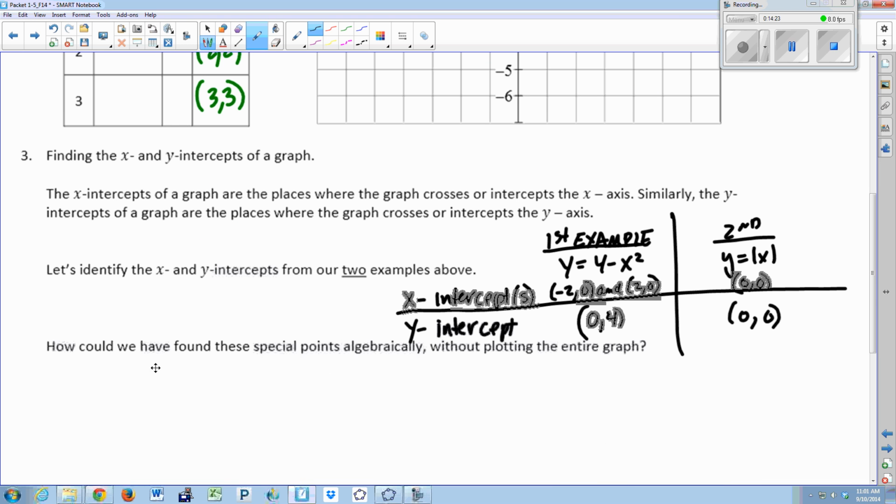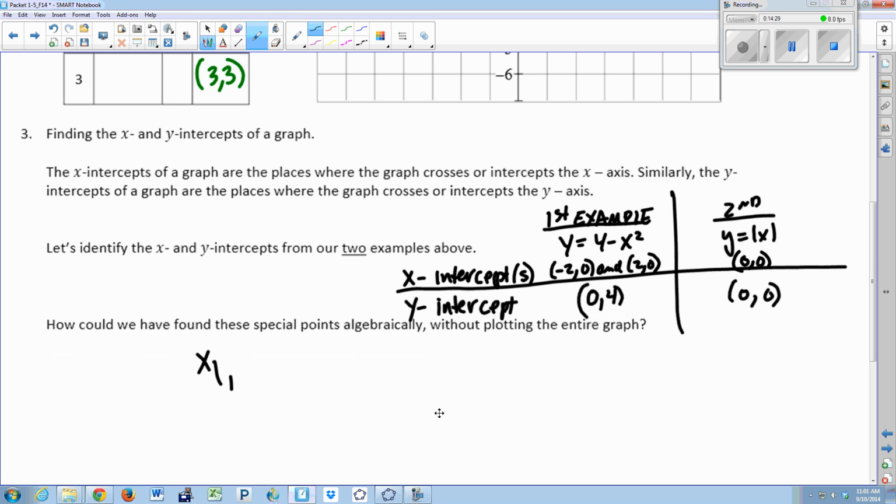Okay, we could have found these points algebraically. So if we want to find the x-intercepts algebraically, how do we do that? How do we find the x-intercept algebraically? Well, let's take a look at these three x-intercepts here. What do they all have in common, all three x-intercepts? Katie? What zeros?